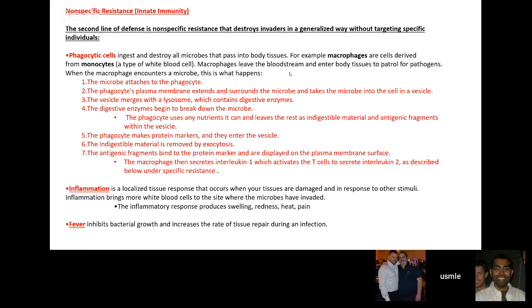Eosinophil, neutrophils, and macrophages. These are the three big phagocytes. Everything else is not phagocytic. It's mostly producing the histamine or immunoglobulins.